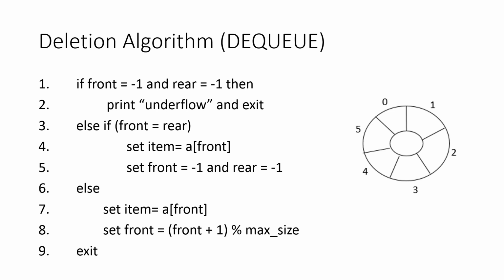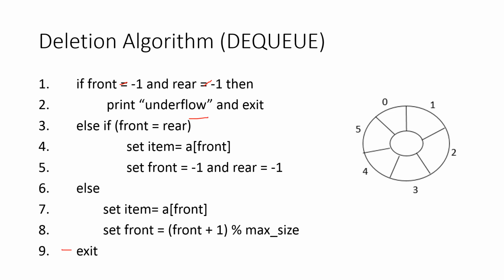Next is the deletion algorithm. For the deletion algorithm, first you have to check whether the circular queue is empty or not, because you are going to delete. So before deletion you have to check whether the circular queue is empty or not, if any value is there. If no value is there, we cannot delete anything from there. So that situation is underflow. So here, if front is equal to -1 and rear is equal to -1, we know the situation is empty, and that is underflow and exit.